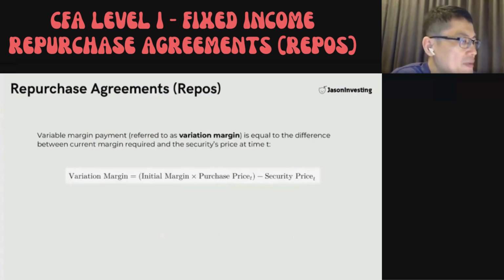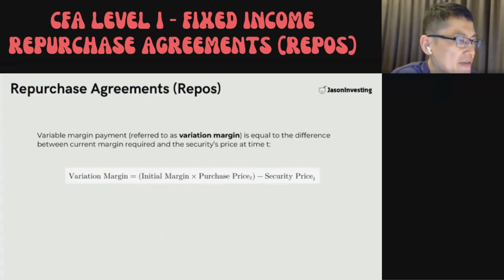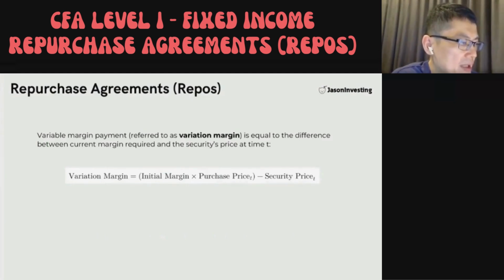The variation margin payment is equal to the difference between the current margin required and the security price at time t. So every day we can calculate the variation margin and determine if the borrower will need to post more collateral to the lender, or vice versa, if it's over-collateralized based on the initial margin, the lender will return some of the collateral back to the borrower.